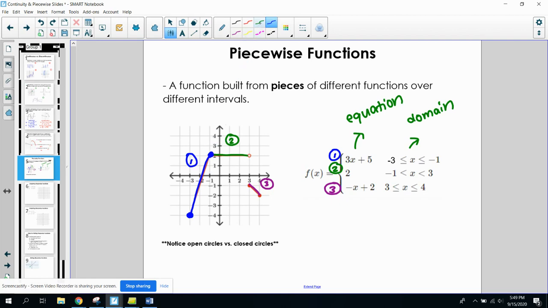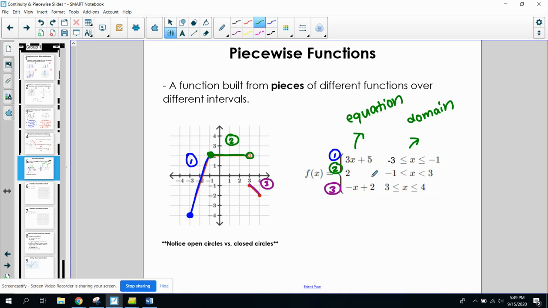And the green, okay, we can see that the domain for it is from -1 to 3. And notice that here we have an open circle. So I'm just going to emphasize it. And when we look at the inequality, we'll notice that at -1, it does not include it, and at 3, it doesn't include it. So 3 not including it makes sense because it's an open circle.